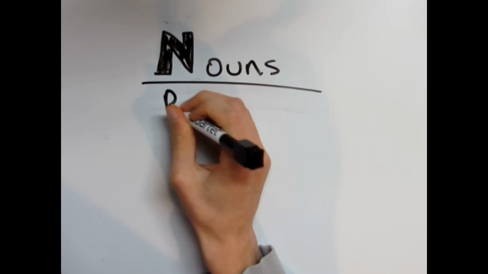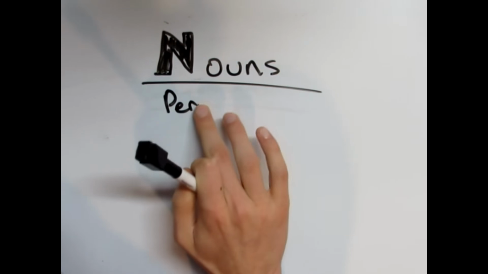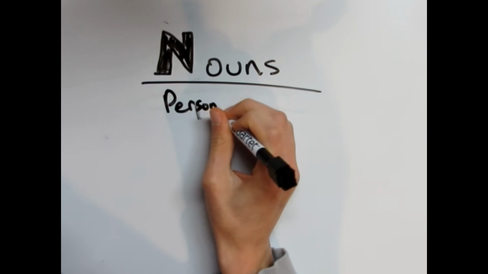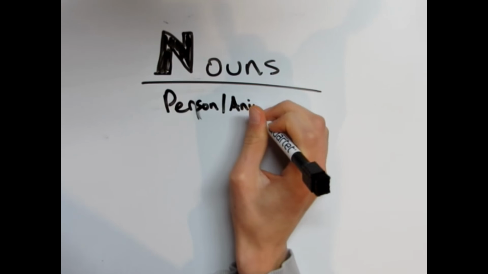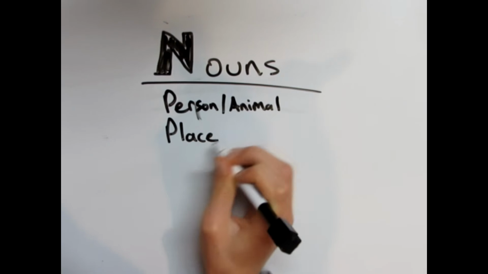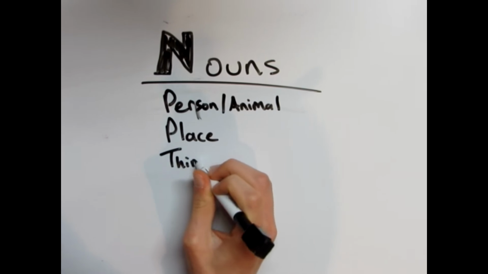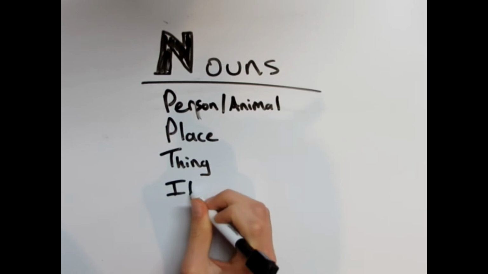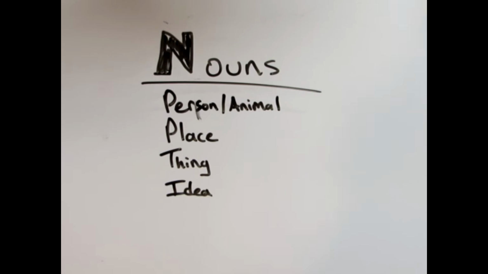So we have a person, or animal, a place, a thing, or an idea. So I'm going to give an example of each one of these so you can have a good idea of what I'm trying to say.